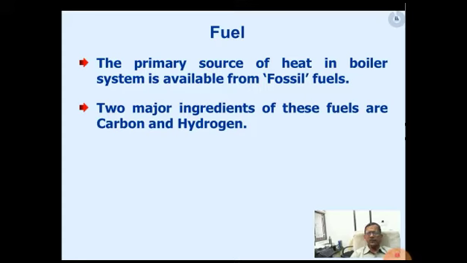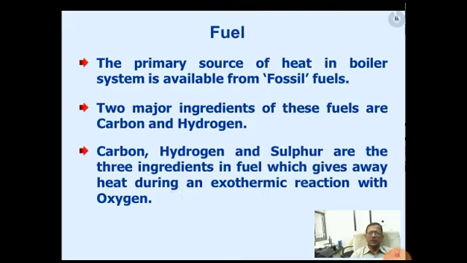Along with carbon and hydrogen, in some fuels we also have sulfur. Now, these 3 ingredients of a fuel are of interest to us. Why? Because carbon, hydrogen, sulfur, in the presence of oxygen, react. The oxidation is a highly exothermic reaction and it gives a lot of heat. So that is the purpose of these 3 ingredients.